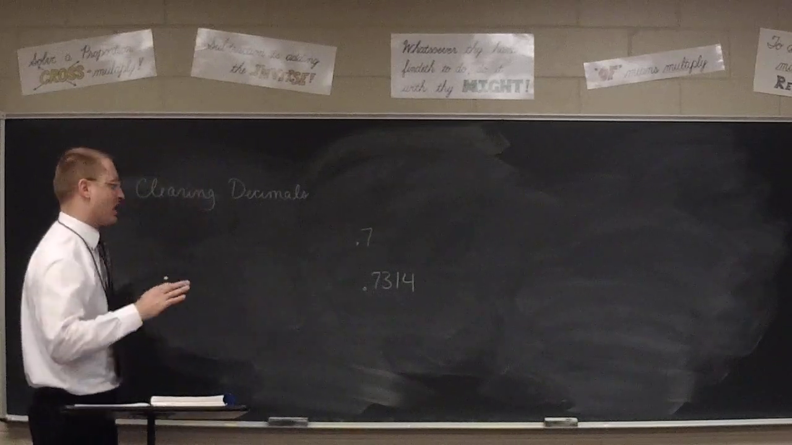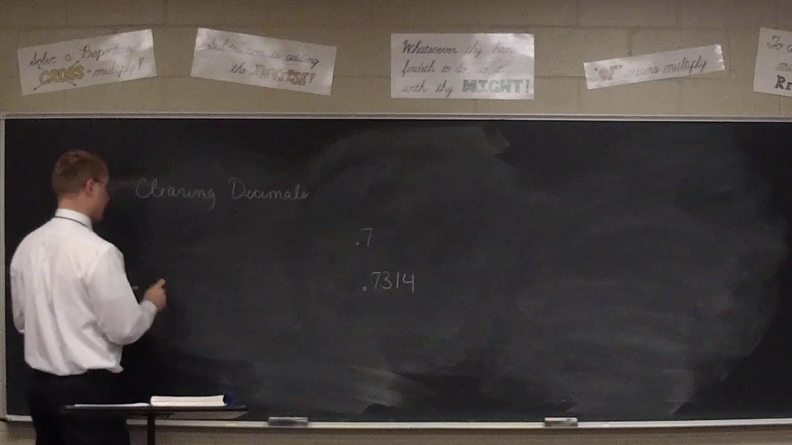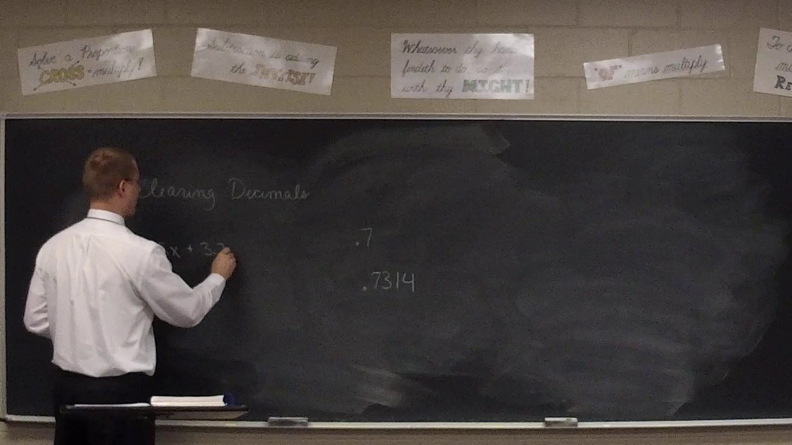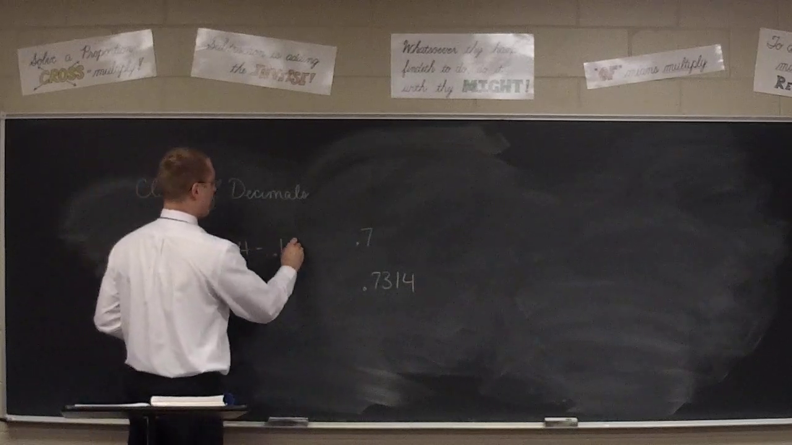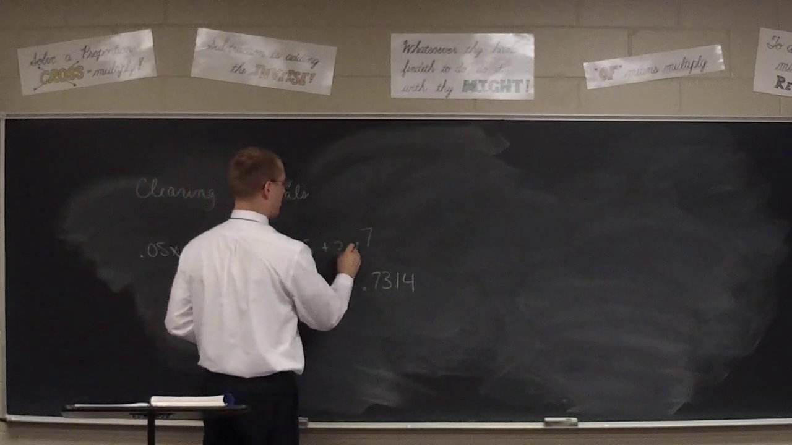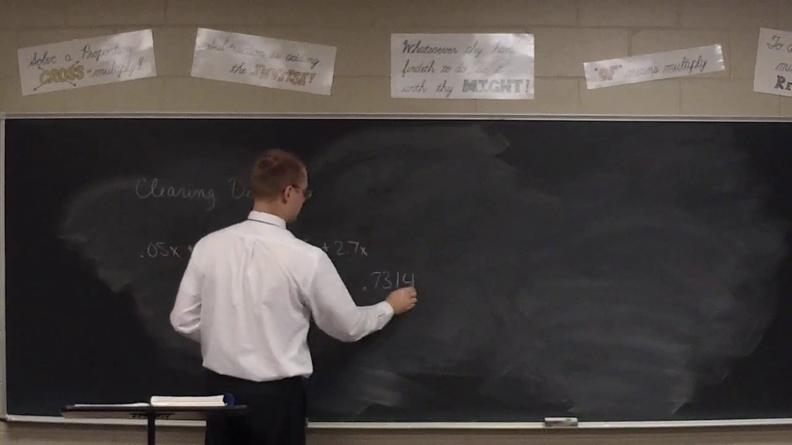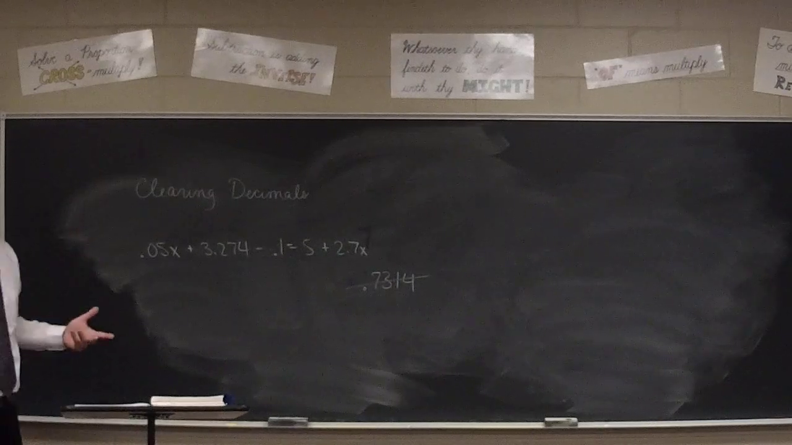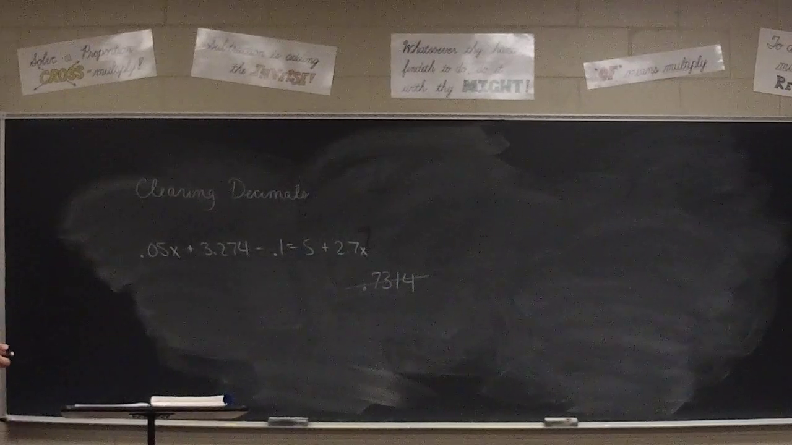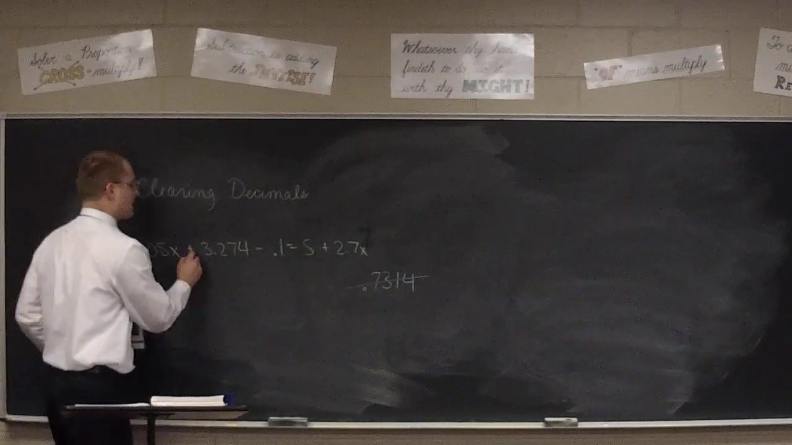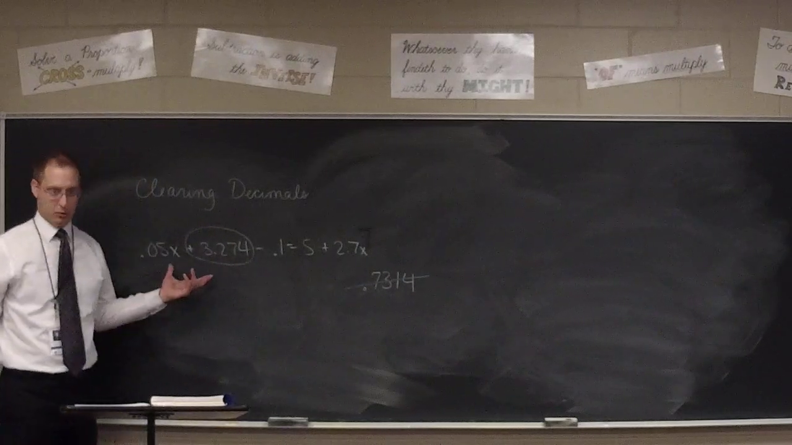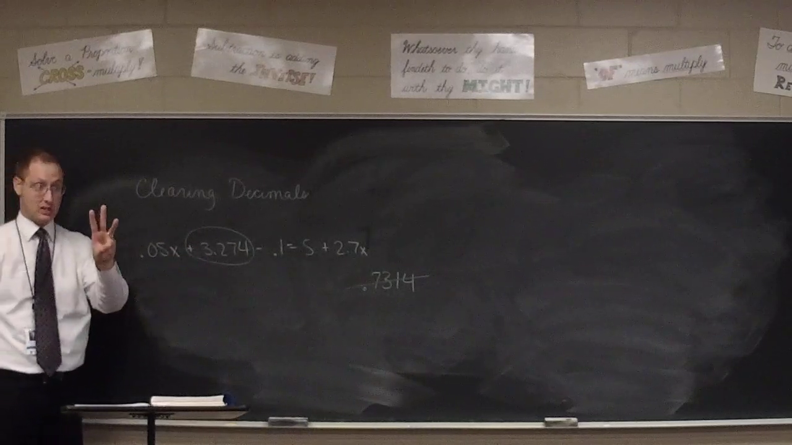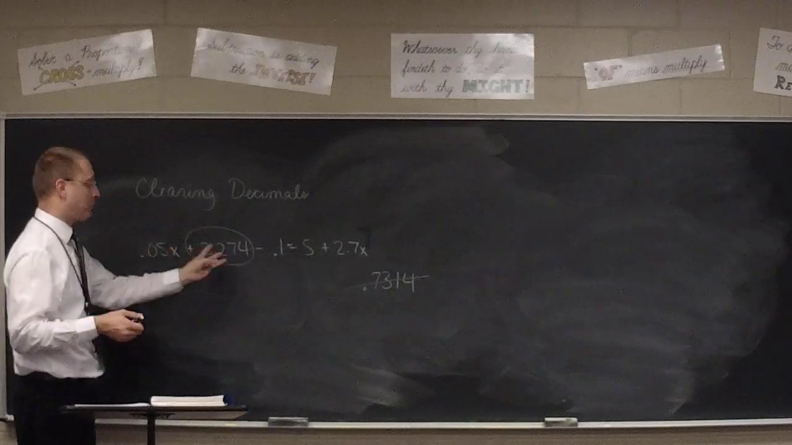So if we had an equation, this isn't an equation that we're actually going to solve because I don't know how it would turn out, but if we had 0.05x plus 3.274 minus 0.1 equals 5 plus 2.7x. All right, this was our equation. Which decimal is the ugliest one here, Gavin? Yeah, that's the ugliest decimal. It's not a mathy way of putting it, but that is definitely the ugliest decimal because there's 3 places. That's your first step, is just identify how many places in the ugliest decimal.